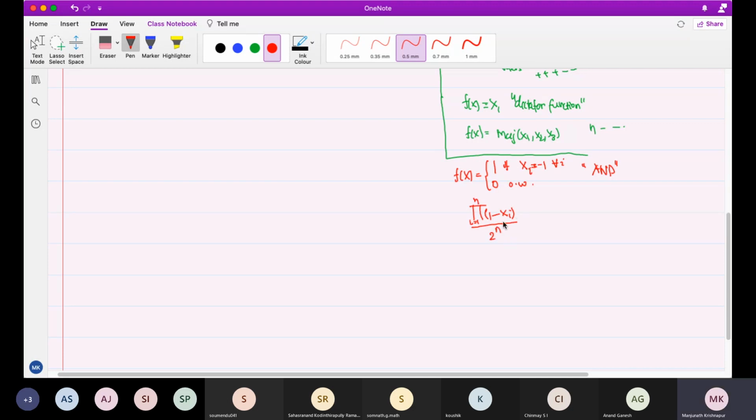So if all xi's are -1, this will give me 2 to the n and it becomes 1. And if even one xi is 1, then this will be 0. So now you can expand it by binomial expansion. What you get is a sum over all subsets s of n, -1 to the size of s, product of xi for i in s. So this is chi s of x.